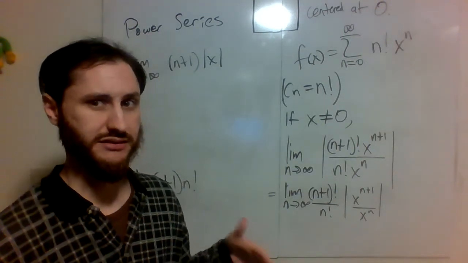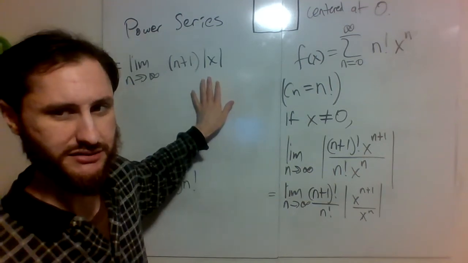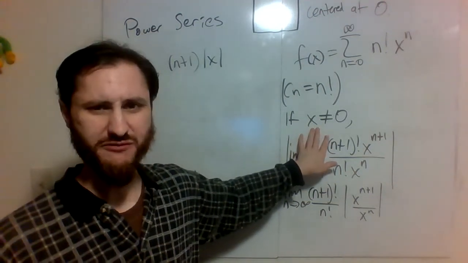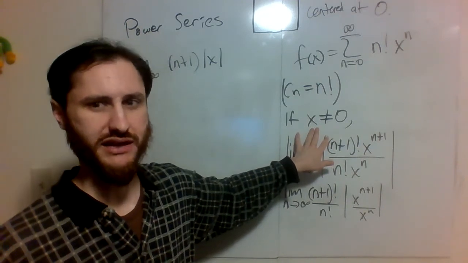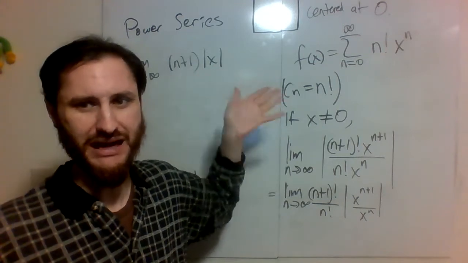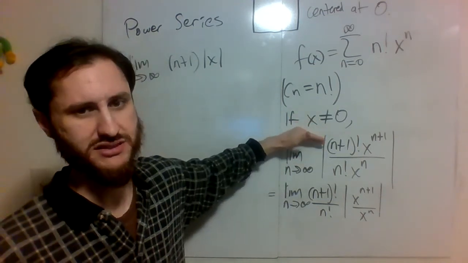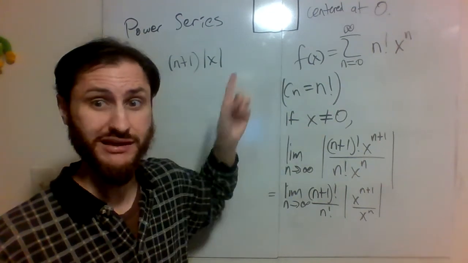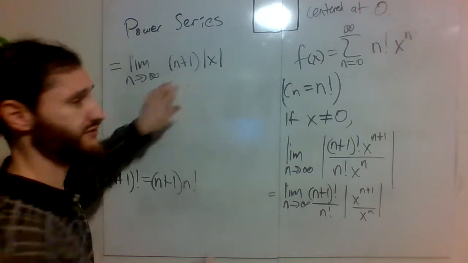So n is my variable that I'm letting go to infinity. X is fixed as some specific number that's not 0. And then absolute value of that is at least positive. Absolute value is always either positive or 0. And since x is not 0, absolute value of x is not equal to 0. So this limit here is infinite.